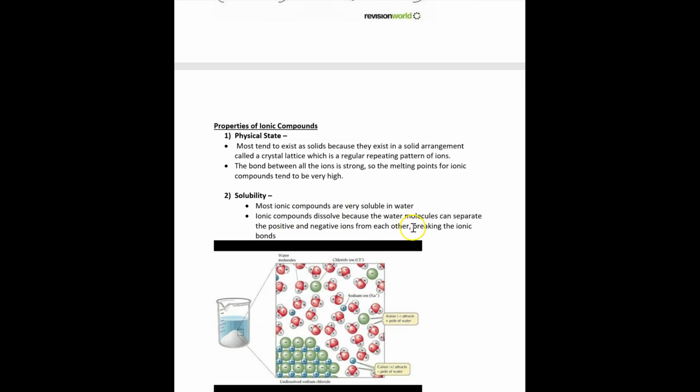They dissolve because the water molecules can separate the positive and the negative ions from each other, breaking those ionic bonds.